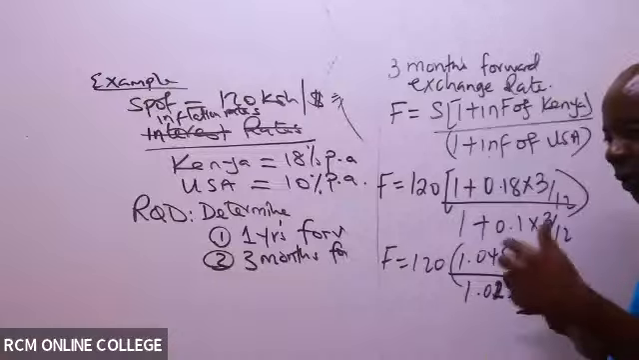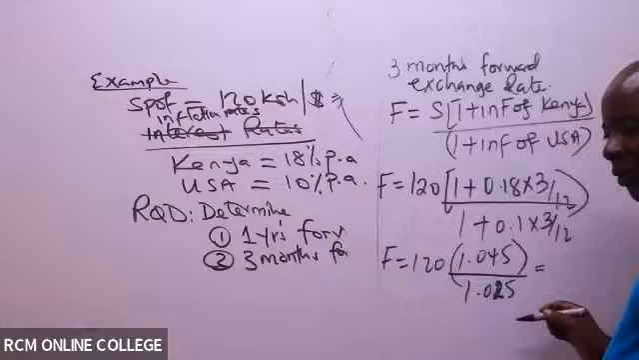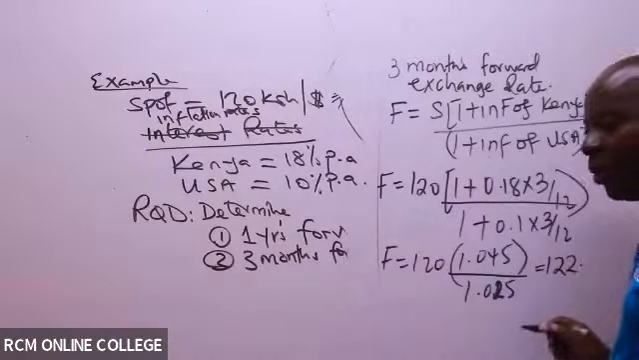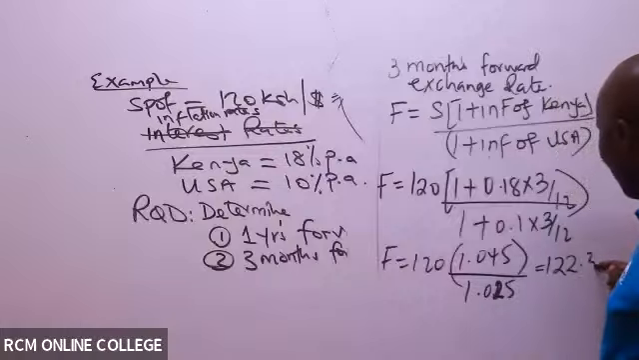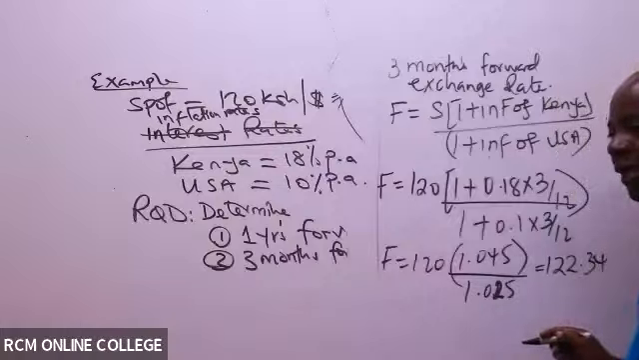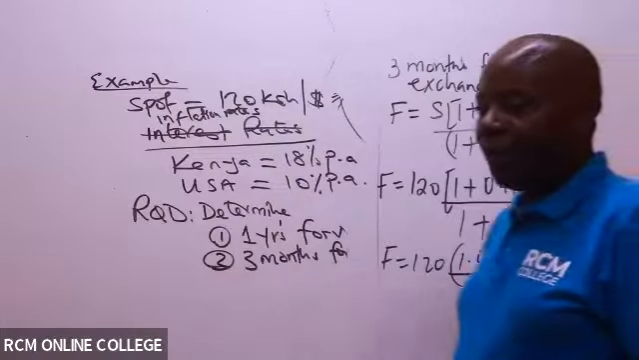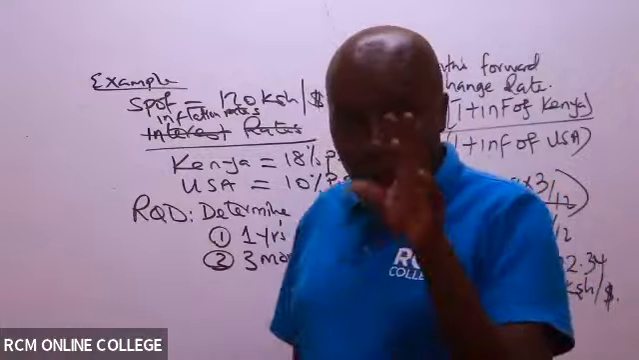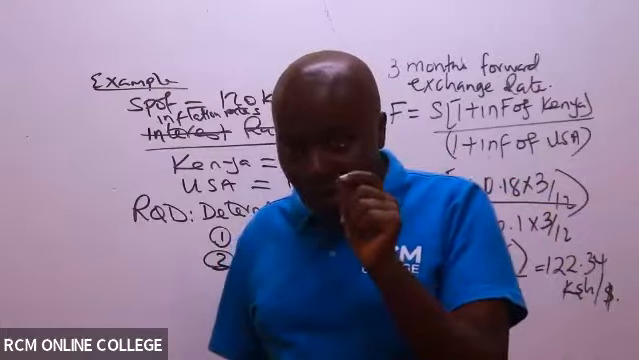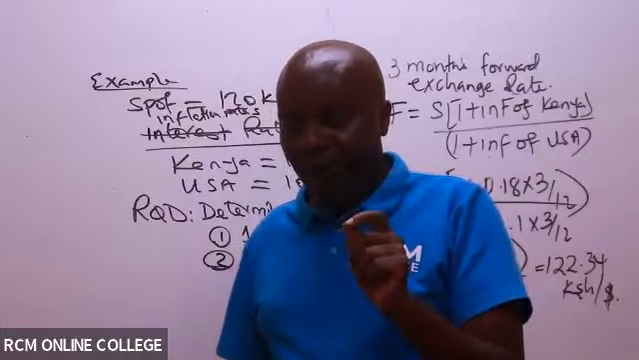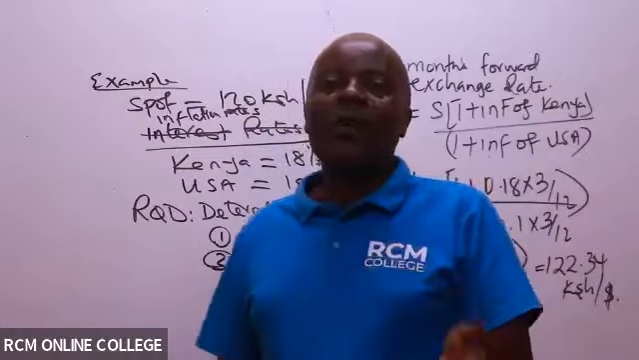Because of our videos, we want our videos to be very accurate. So 120 times 1.0, so this gives me 122.34. 122.34 Kenya shillings per dollar, like that. And that is the end of that concept of purchasing power. It makes use of inflation rates. But now this is how your exam is set.